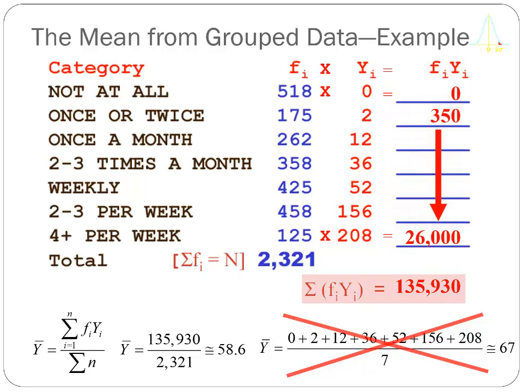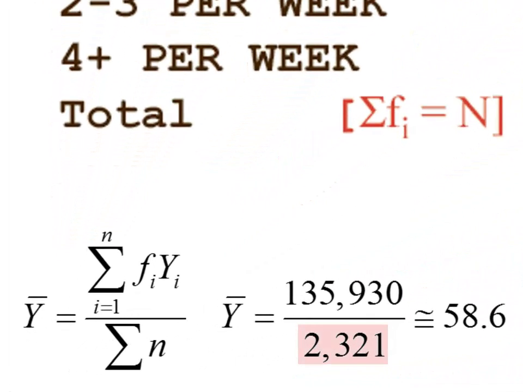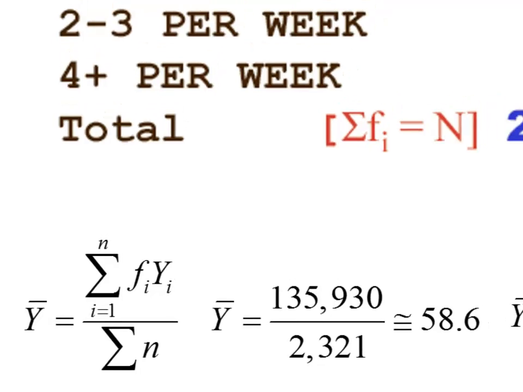135,930. So one way we can think of this is I had 2,321 individuals who reported on their sexual frequency in this reporting year. Those 2,321 people had sex 135,930 times in that year. Some people having it less, some people having sex more. So I simply take the sum of those products and I divide by the number of people to get my arithmetic average of 58.6.